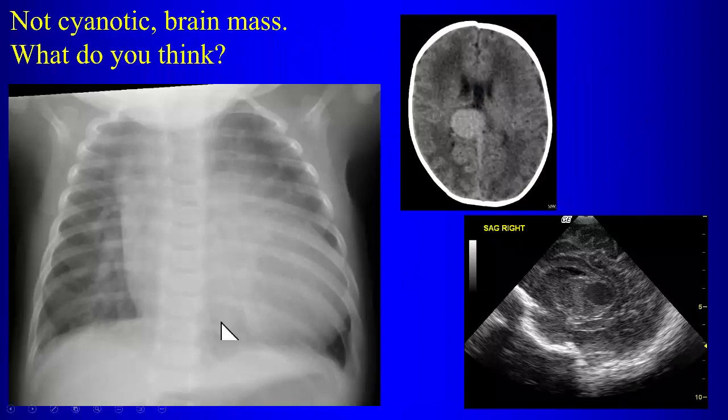So here we have an infant with a large heart, some signs of failure, and a brain mass here on the CT. What's going on in this case? Not cyanotic. So, child with a brain mass and failure. Vein of Galen. What do we call that?